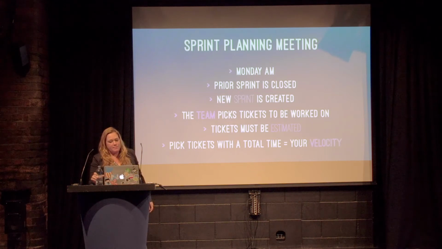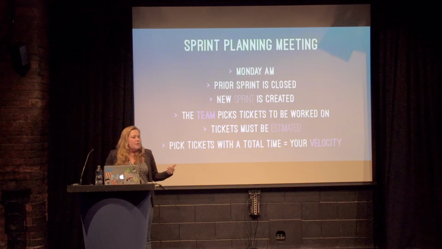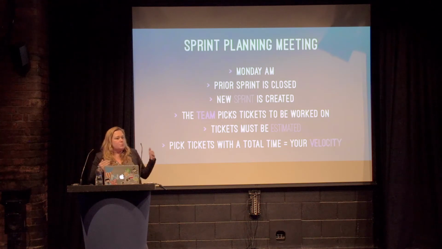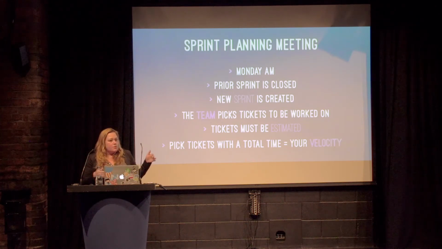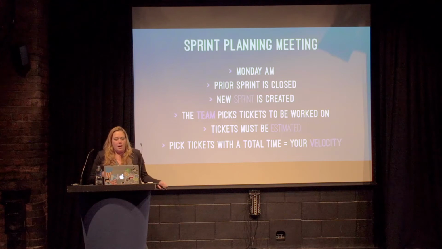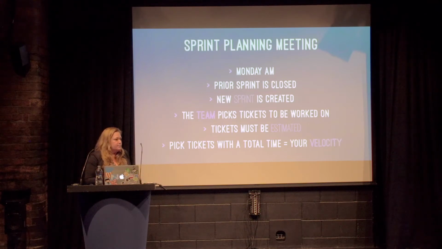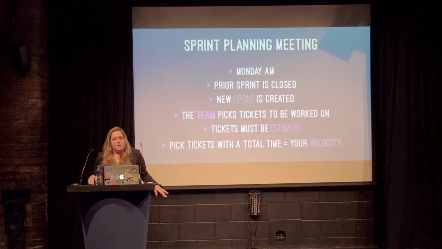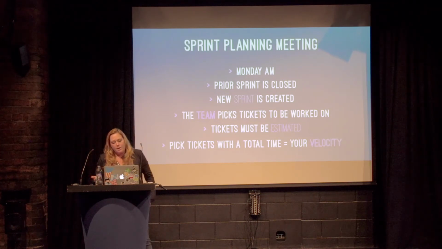So the team will then pick the tickets that are going to be worked on, and they pick them in priority order. So it's the product owner's job before this happens to make sure that the tickets are organized, pruned, and in priority order. All the tickets have to be estimated. So if a ticket doesn't have an estimate at that time, you can estimate it in the meeting. And I'll talk more about estimates in a little bit.